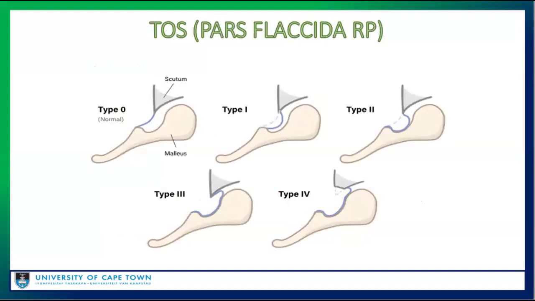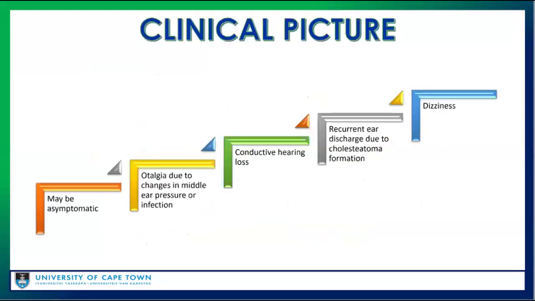Looking at the TOS classification for pars flaccida, type 1 is a retracted pars flaccida. Type 2 is a retracted pars flaccida touching the head of the malleus. Type 3 is one where the end of the pocket cannot be visible. And type 4 is associated with scutal erosion. The clinical picture of a retraction pocket varies from being asymptomatic to otalgia, conductive hearing loss, recurrent ear discharge, and dizziness.